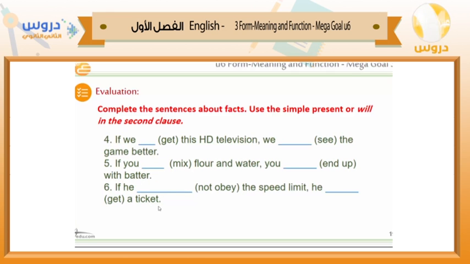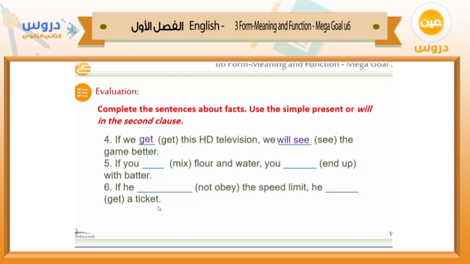Number 4: if we get, what can you add here? We add nothing, we just use get. If we get this HD television, we will see the game better. We see or we will see? We will see the game better.